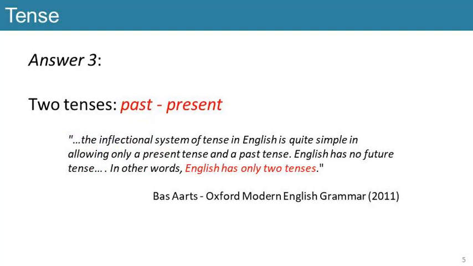But what do the grammar experts say? Well, here is an extract from the Oxford Modern English Grammar by linguist Bas Aarts. The inflectional system of tense in English is quite simple in allowing only a present tense and a past tense. English has no future tense. In other words, English has only two tenses.